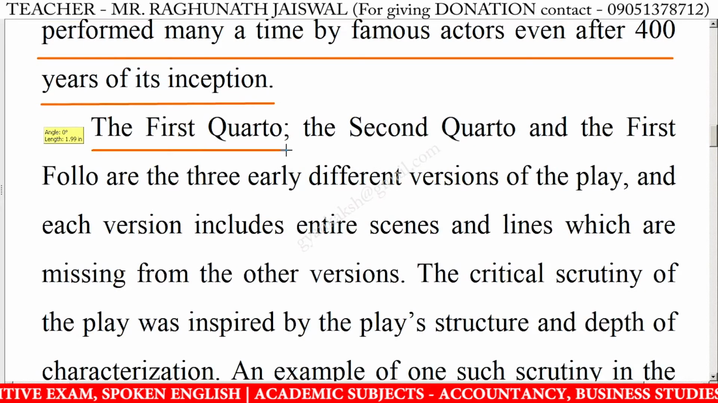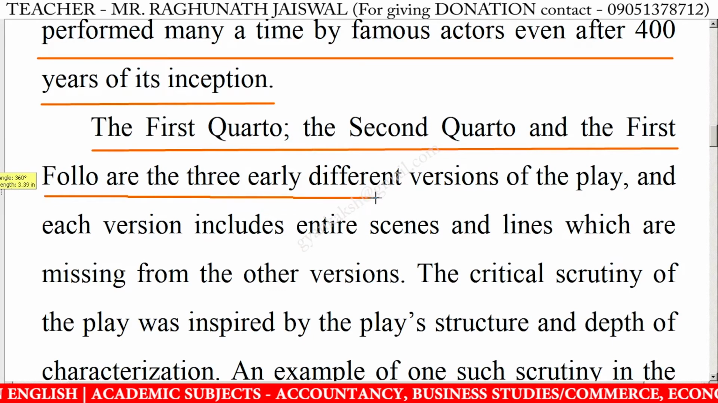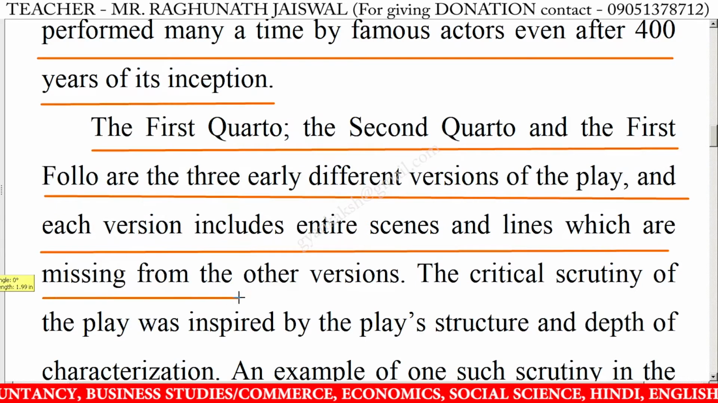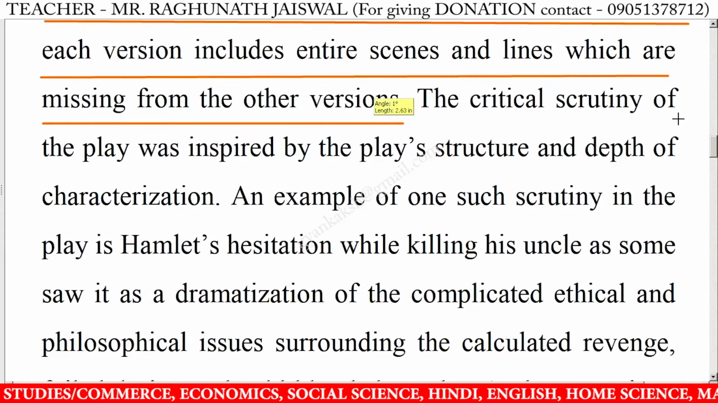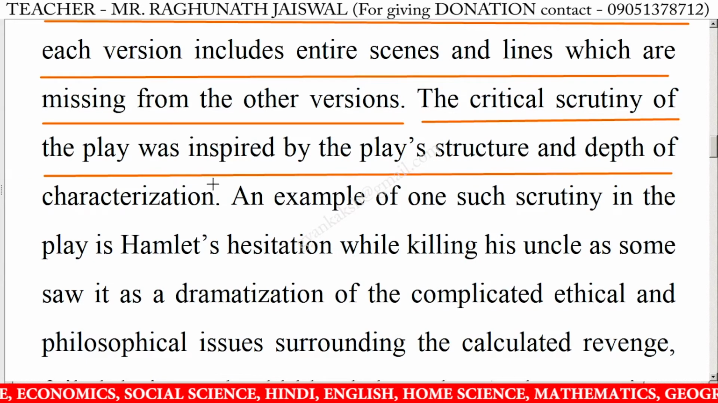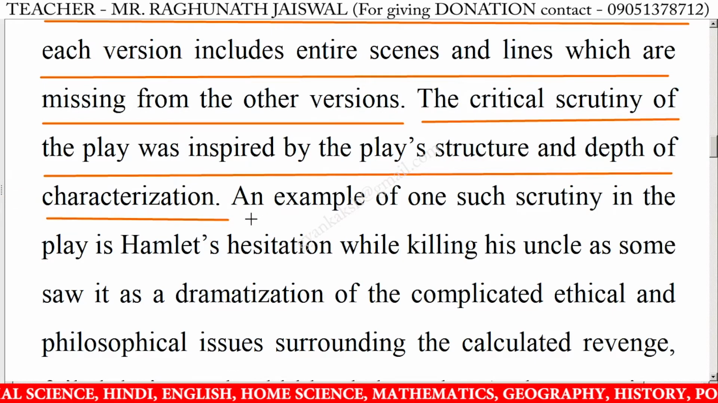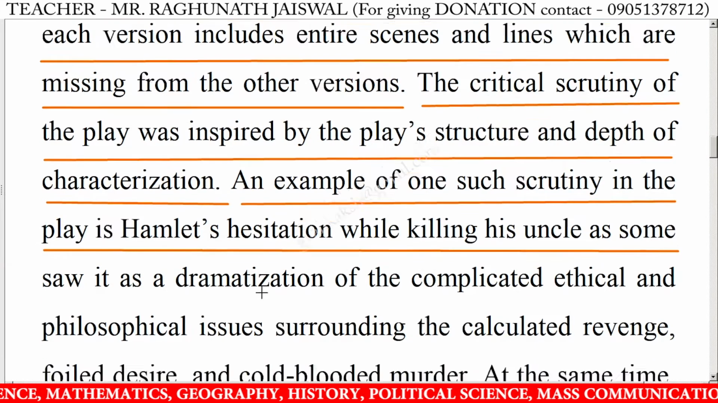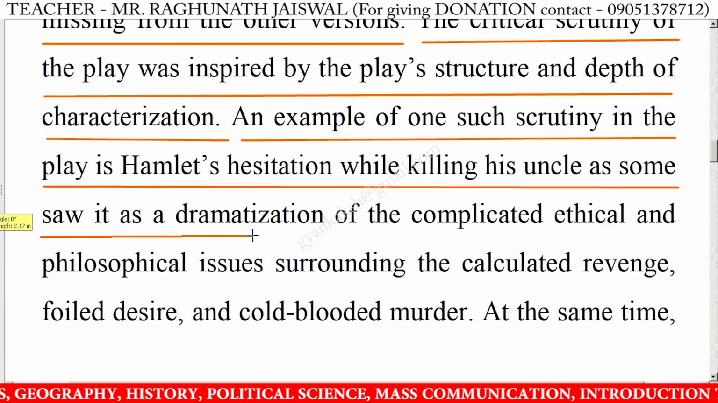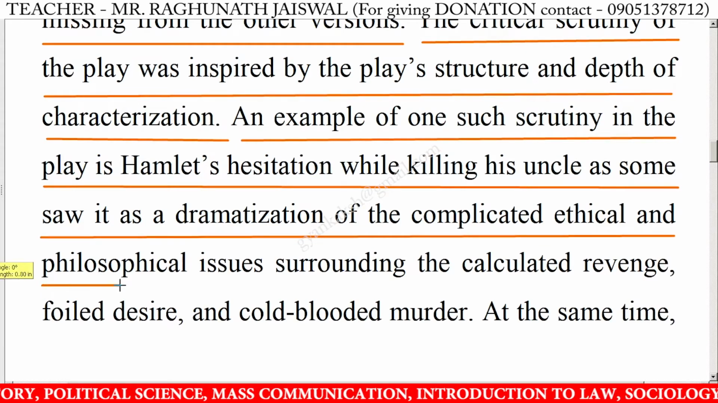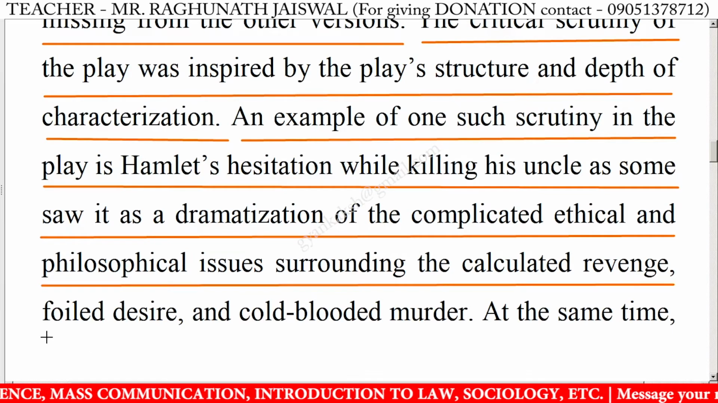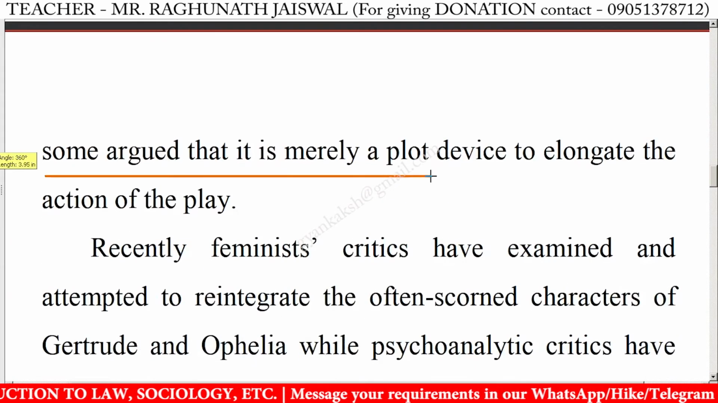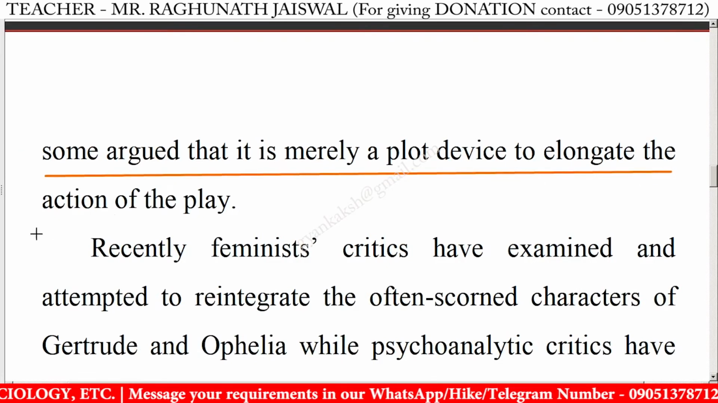The first quarto, the second quarto, and the first folio are the three early different versions of the play, and each version includes entire scenes and lines which are missing from the other versions. The critical scrutiny of the play was inspired by the play's structure and depth of characterization. An example of one such scrutiny is Hamlet's hesitation in killing his uncle, as some saw it as a dramatization of the complicated ethical and philosophical issues surrounding calculated revenge, foiled desire, and cold blooded murder. At the same time, some argued that it is merely a plot device to elongate the action of the play.